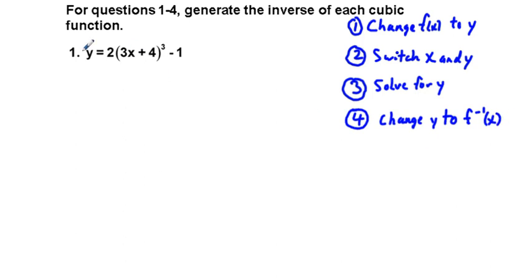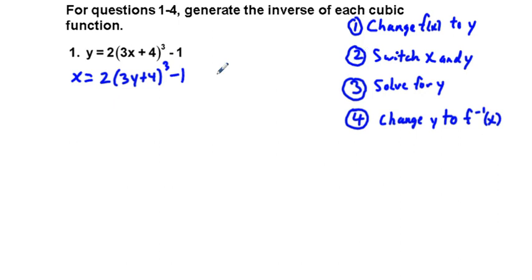Now obviously, because we have y, we're really going to be looking at steps 2 and 3 in this. So what we have is, I'm going to rewrite the function. So we already have y equals, so I'm going to rewrite the function as x equals 2 times quantity 3y plus 4 cubed minus 1. And so now we're going to go about the solving for y.